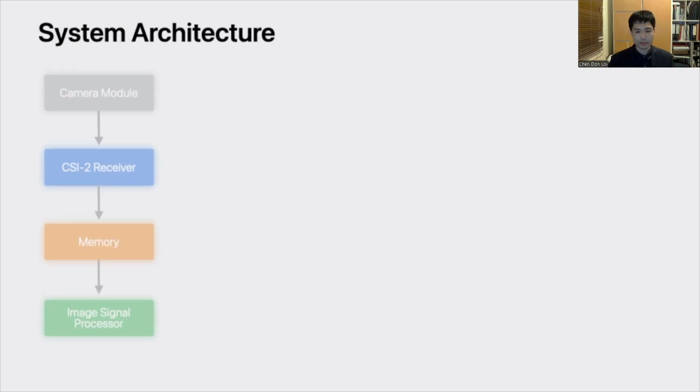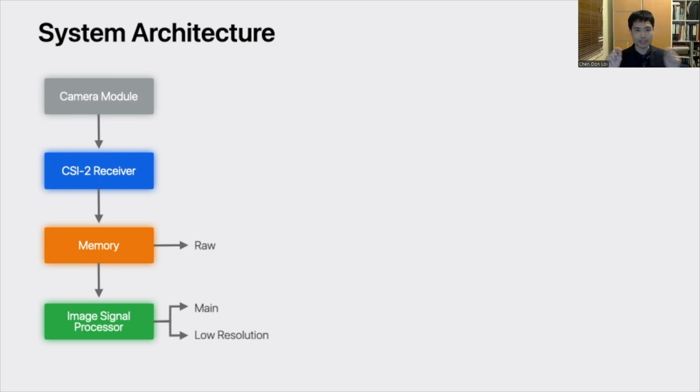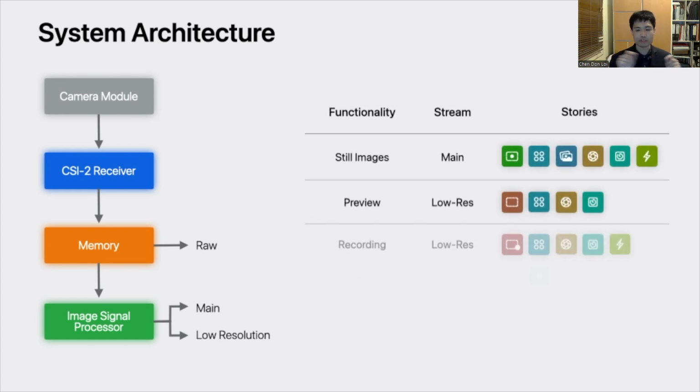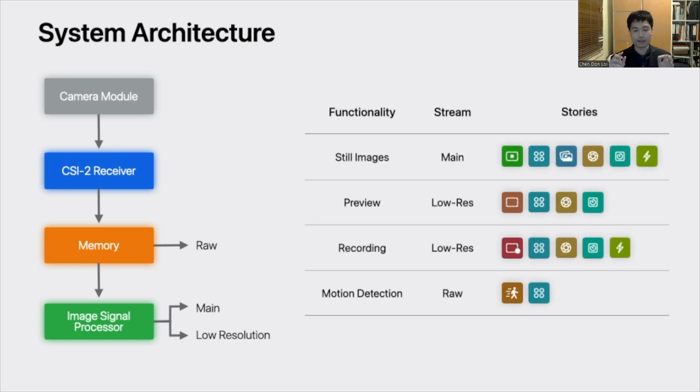So, how we implemented the streams: we ended up using the main stream for still image capture, the low-res stream for videos and the preview, and the raw stream for motion. In the end, we couldn't quite crack reverse engineering Beta to JPEG.